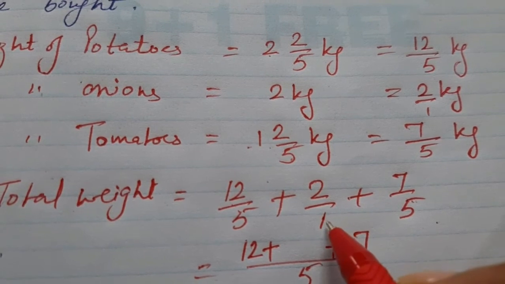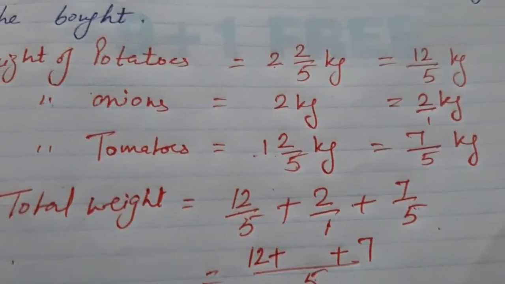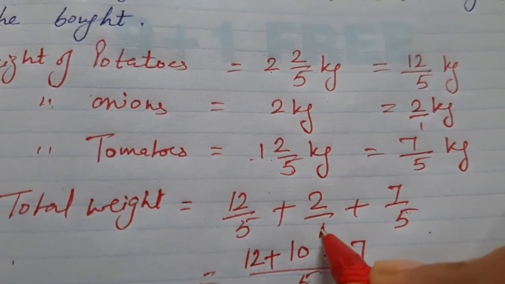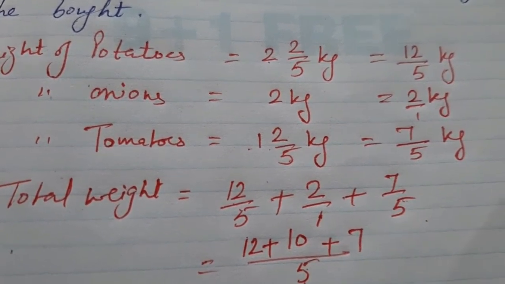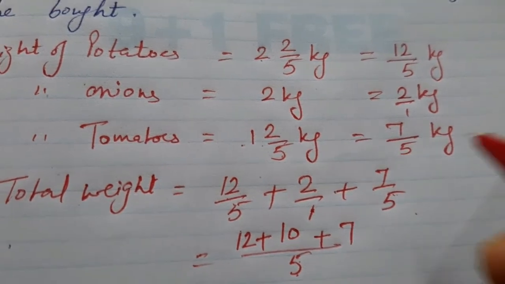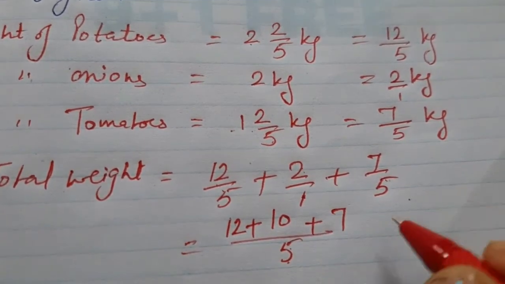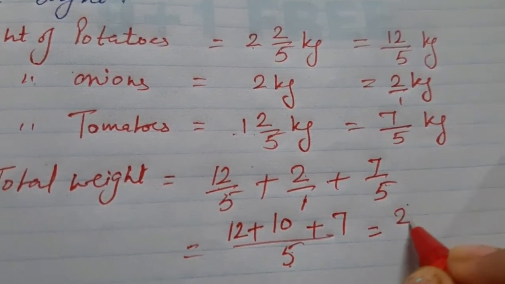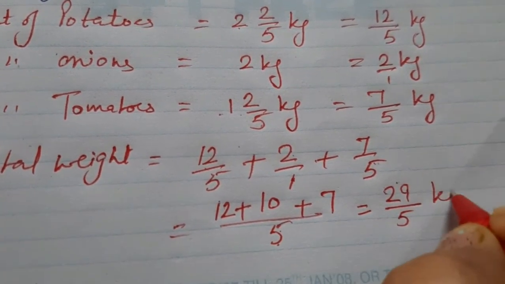Now here you will divide 1 by 5. 5 will come. 5 2s are 10. You have to divide the denominator by the LCM and whatever answer comes, we have to multiply it with the numerator. This thing you have to keep in your mind. So it will come out to be 29 by 5 kg.